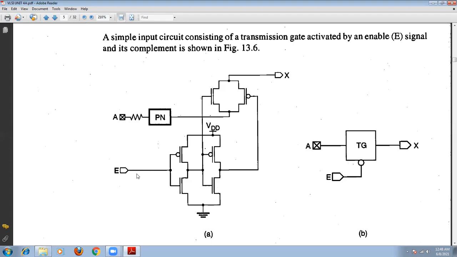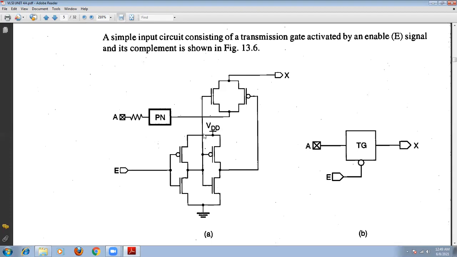When the low level is applied, this transistor is triggered and turned on, so whatever signal is there will be transferred to X. When the high voltage is applied, the transmission gate stops working, and no signal will be transferred from the input pad to the circuit.